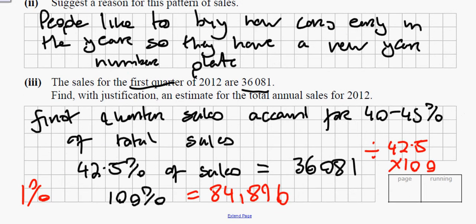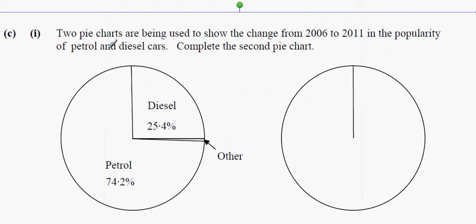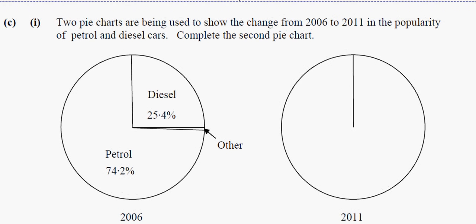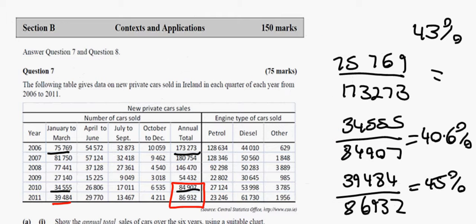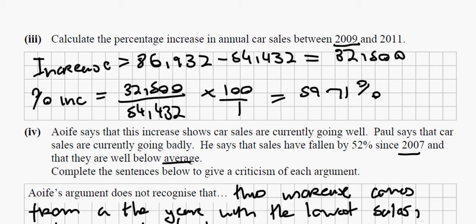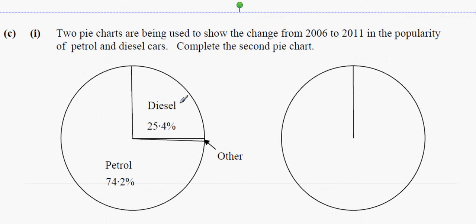Now, moving on. Two pie charts are being used to show the change from 2006 to 2011 in the popularity of petrol and diesel cars. Complete the second pie chart, right? So petrol and diesel, right? So if we go back to the chart here, okay, in 2006 there's this much and this much petrol, diesel and other. Okay, so what we need to do is we need to take down the figures for 2011.